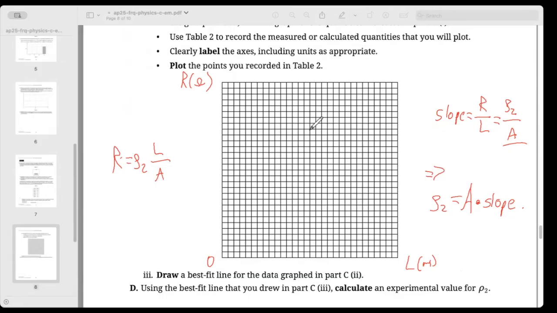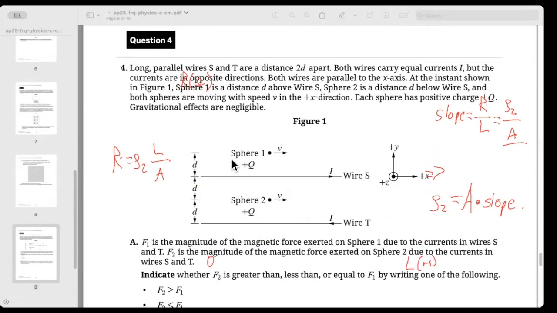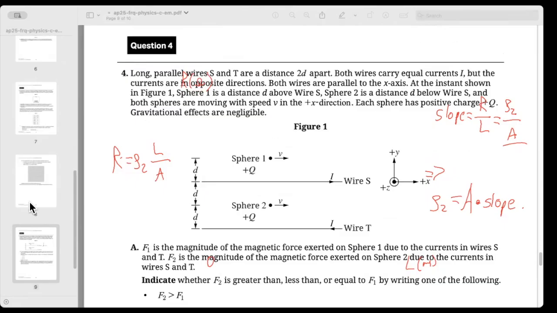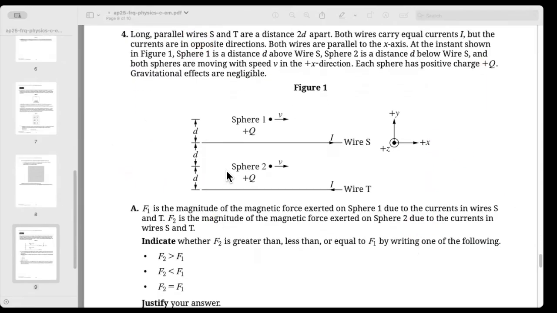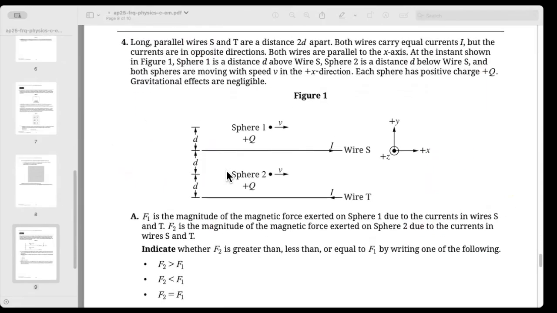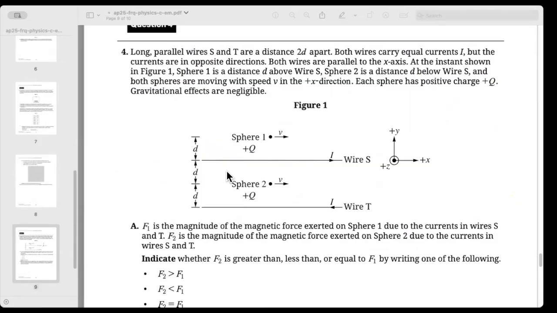Like nobody wants to count how many lines you have and create a reasonable scaling for that. So, okay. Anyway, all right. Two long wires. This seems like it's another magnetism question. Two long parallel wires are a distance of 2D apart. They both carry currents I going in opposite directions.